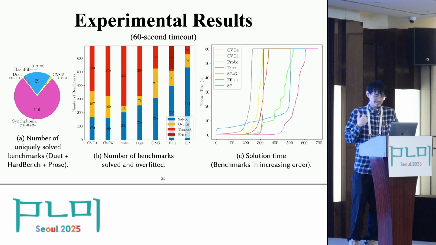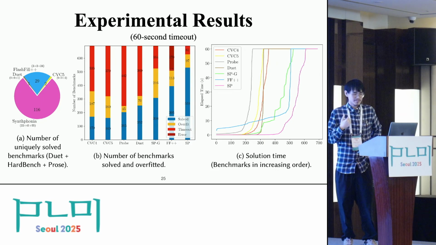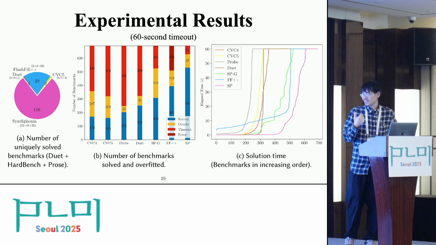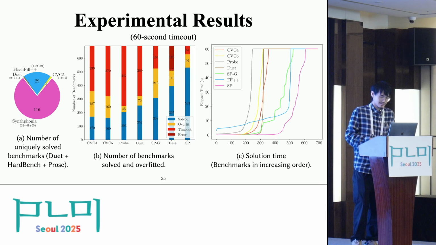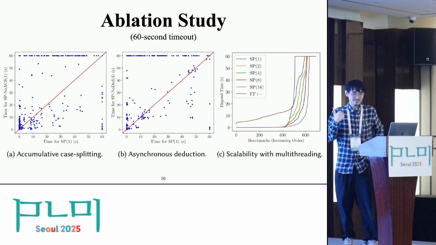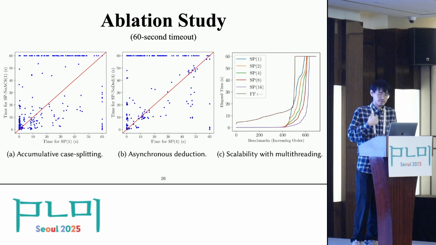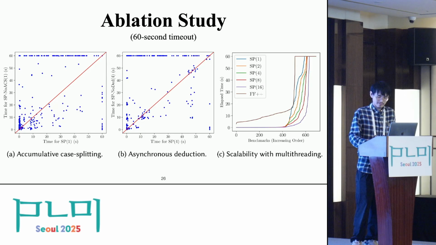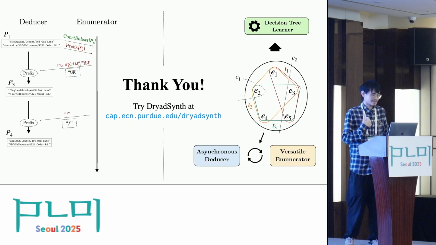And let's now look at the experimental results. Synthphonia significantly outperforms existing solvers in our setting. As shown in figure A, it solves 116 benchmarks uniquely, and in figure B, it solves 531 benchmarks, outperforming other solvers, and in figure C, it shows a faster time compared to other solvers. And we also conduct some ablation study with respect to cumulative case splitting, asynchronous deduction, and multi-threading. And it's showing that all of them provide some performance gains to our solver. So that's all for our solver.